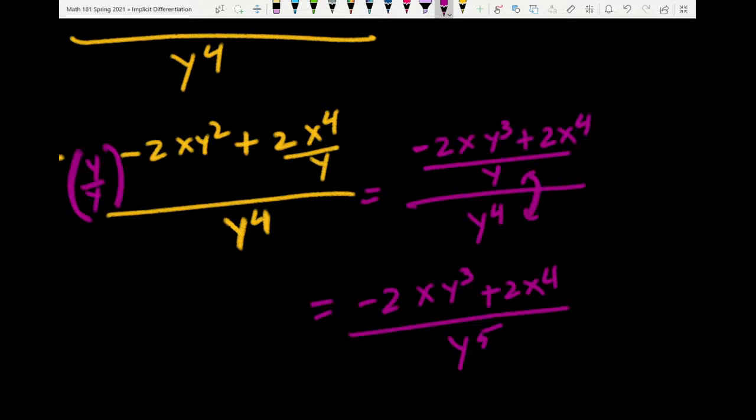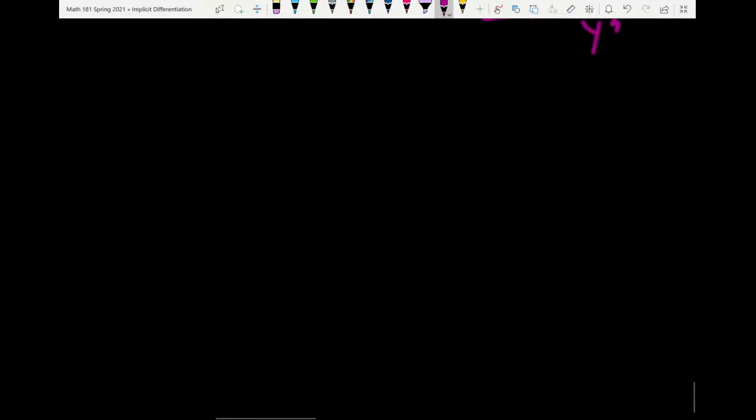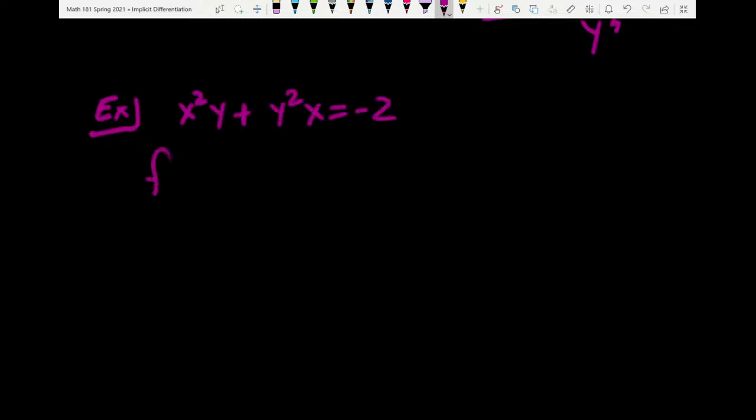All right. Let's try another hard one. Question? No? All right, let's try this one. Find dy/dx.